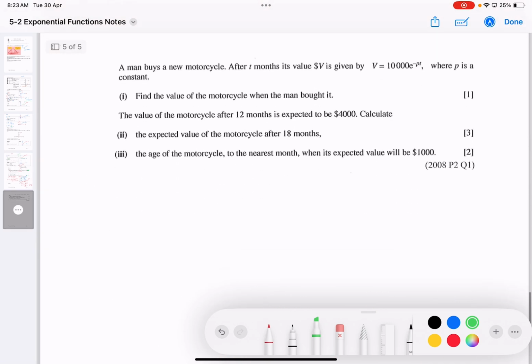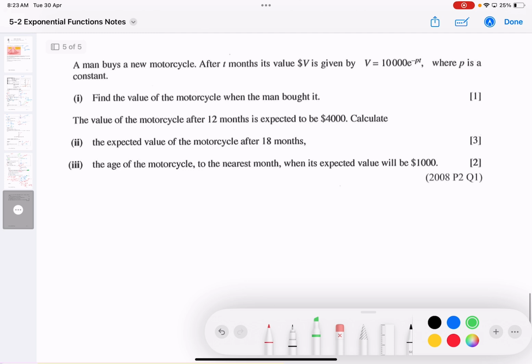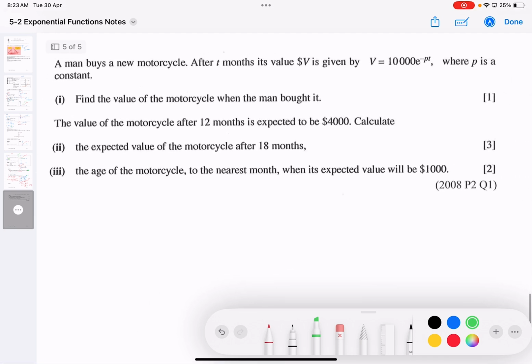Alright, let us now go to the last one. In your exam, one of these questions will come out. But it's very simple. Come on, it's very simple. Okay, let's look at the next one.